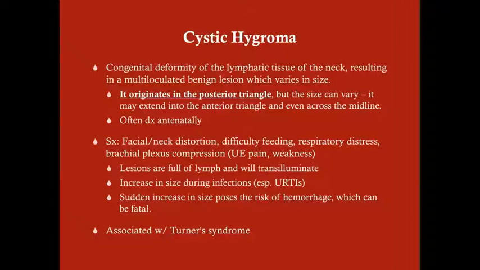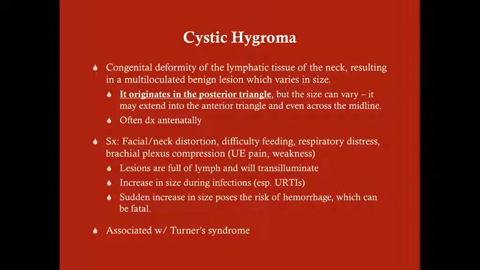A cystic hygroma is a congenital deformity of the lymphatic tissue of the neck. It results in a multiloculated benign lesion which varies in size. Essentially, what we have here is lymphoid tissue that is not competent, and the lymph that drains into these lymphatic vessels will become absorbed by the tissue around it, and so you get lymphedema, I would dare to say, in the neck, because your lymphatic system is not conducting properly here. And so this results in a multiloculated, of course, benign lesion, which can vary in size depending on the amount of lymph that's being drained.